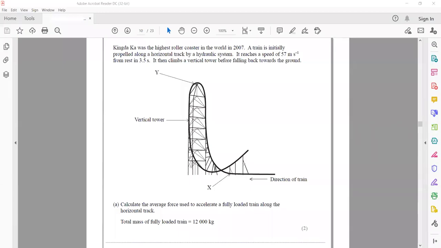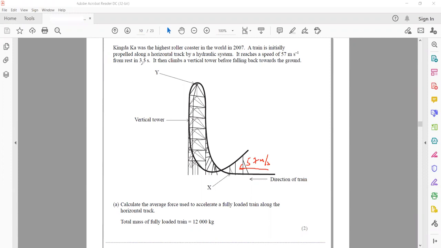So in this session, we will discuss the structure questions related to topic circular motion. King K was the highest roller coaster in the world in 2007. A train initially is propelled along a horizontal track by using the hydraulic system, and it reaches a speed of 57 meter per second.